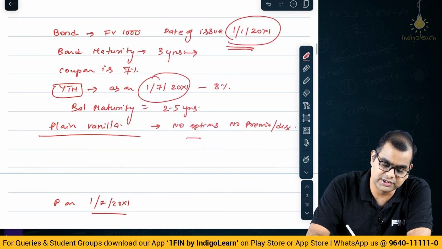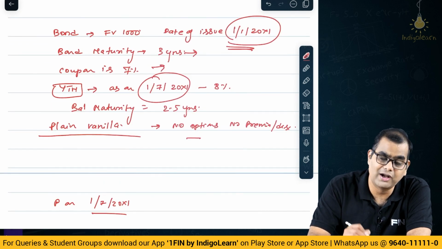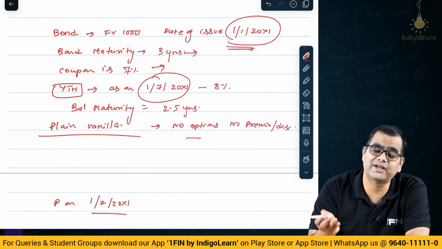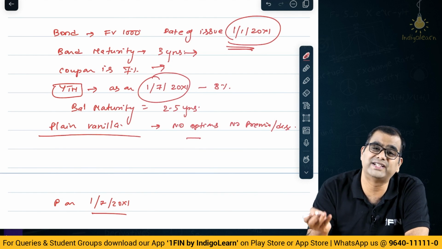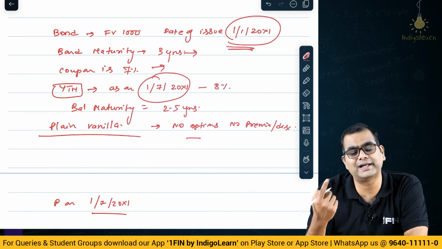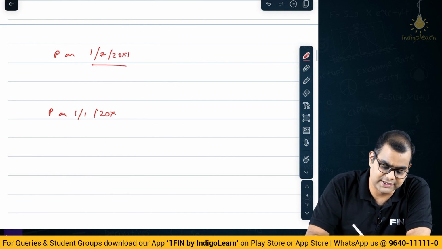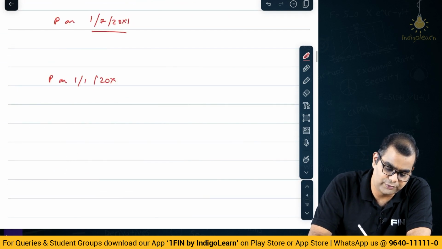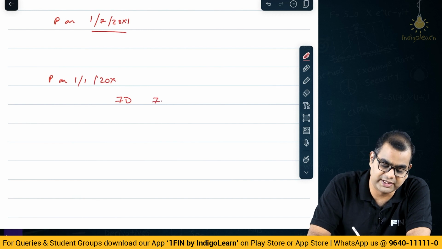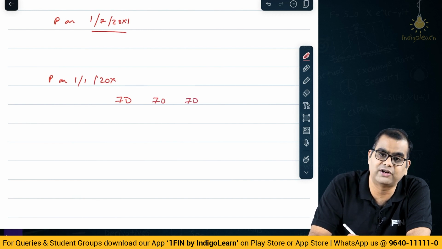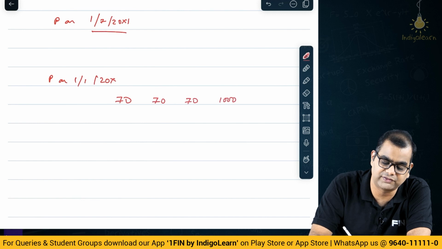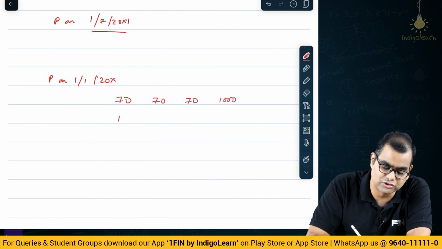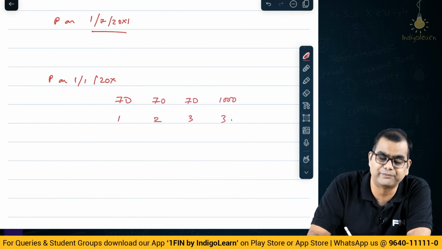See, coupon is how much? 7%. On that day, I have decided the coupon is 7 because market rate is 7. So, what happens is, you have how many years? 3 years. So, the end of first year you have a payment of 70, end of second year a payment of 70, end of third year a payment of 70, and end of third year you also have a payment of 1000. So, 1, 2, 3, 3.